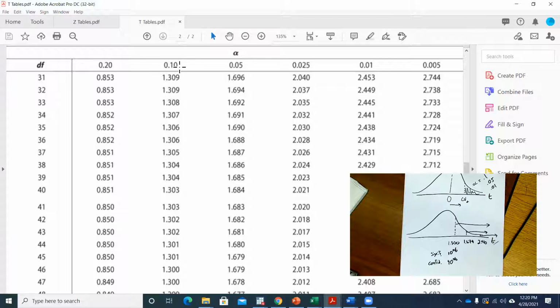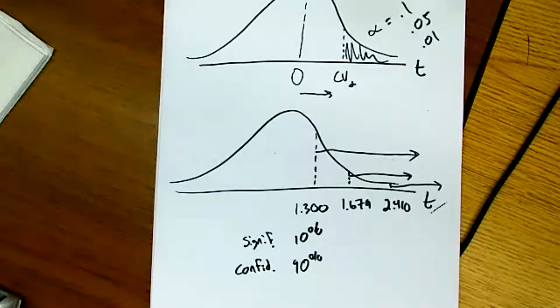Any questions on that process before we keep moving here? So I've got my 3 rejection regions. You good with that? Okay. So we've got our 3 rejection regions.